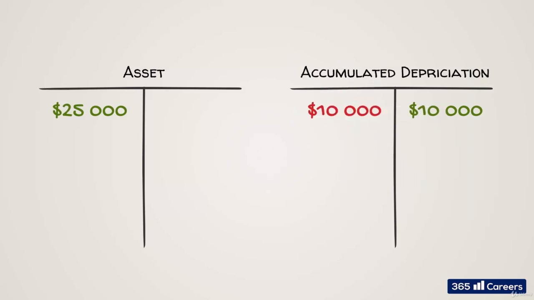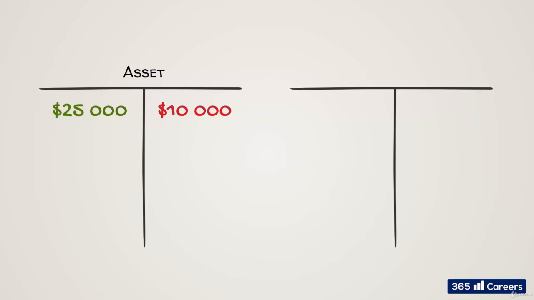The way to do that is by debiting accumulated depreciation for $10,000 and crediting the asset for $10,000. This doesn't make any changes to the balance sheet. Right, let's report the effects of our revaluation. We'll have to debit revaluation loss $2,500 and credit the tangible asset for $2,500.